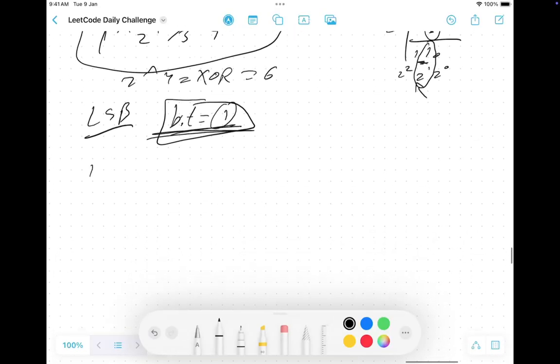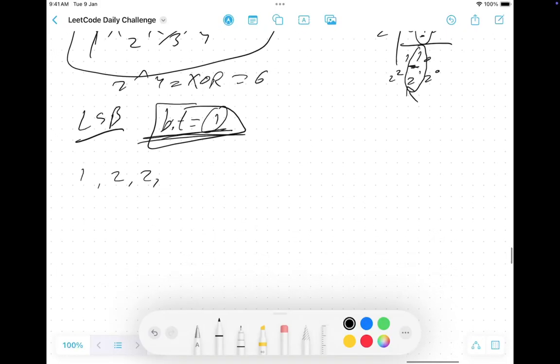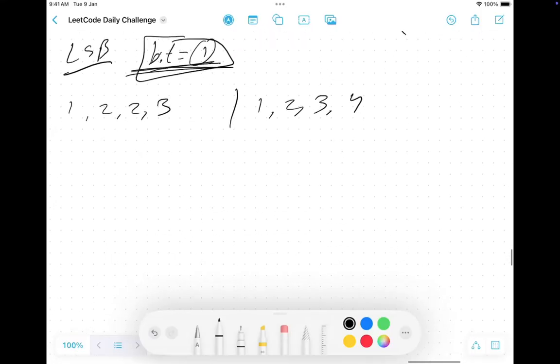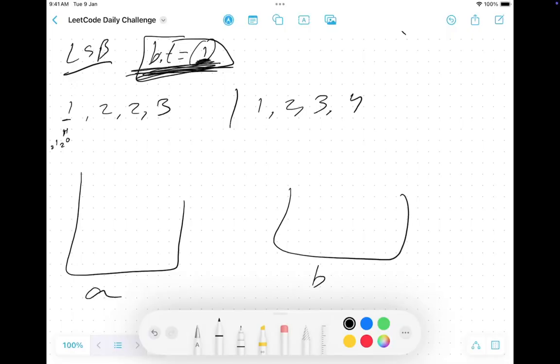The values we have are 1, 2, 2 and 3, and we also need 1, 2, 3 and 4. So let's find out which ones have the bit set. 1 first, let's write 1. What is 1? This is 1 only. So the 0th bit is set, but the 1st bit is not set. So this belongs to bucket B. Then we have 2. 2 can be written as this. So 2 belongs here in bucket A because the 1st bit is set. Then again we have 2, so 2 is here. Then we have 3.